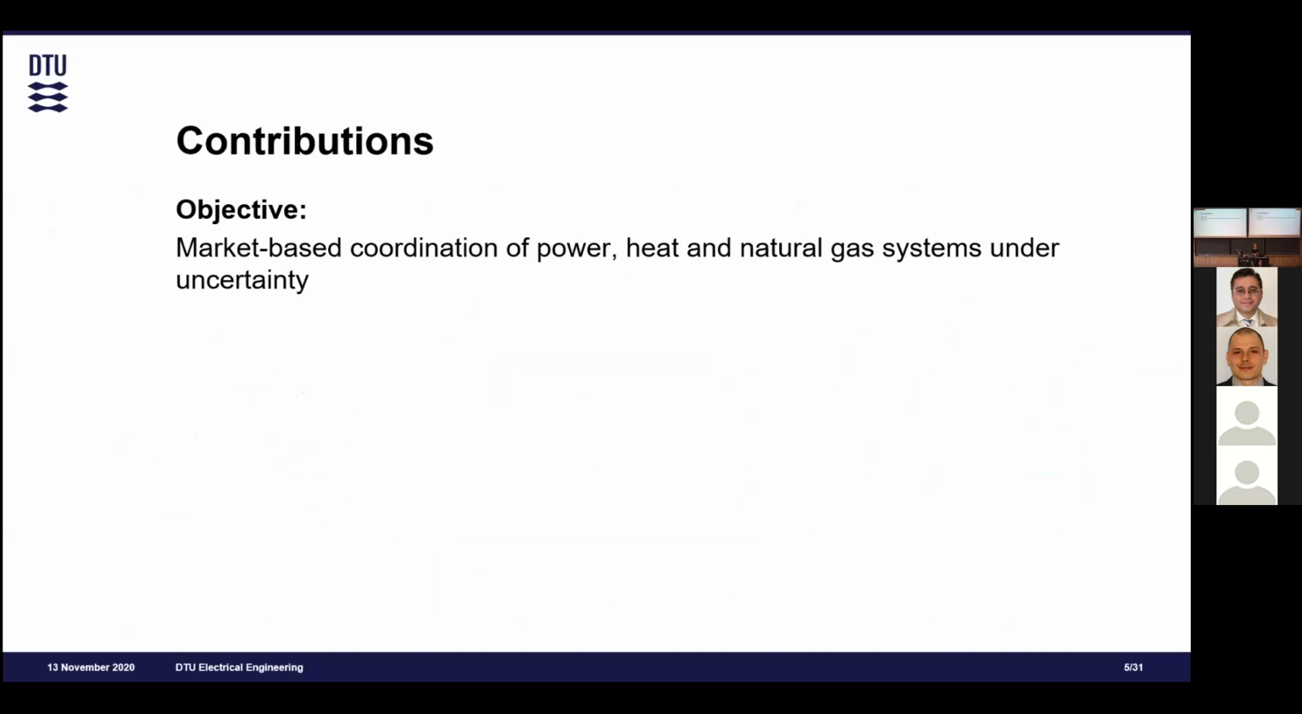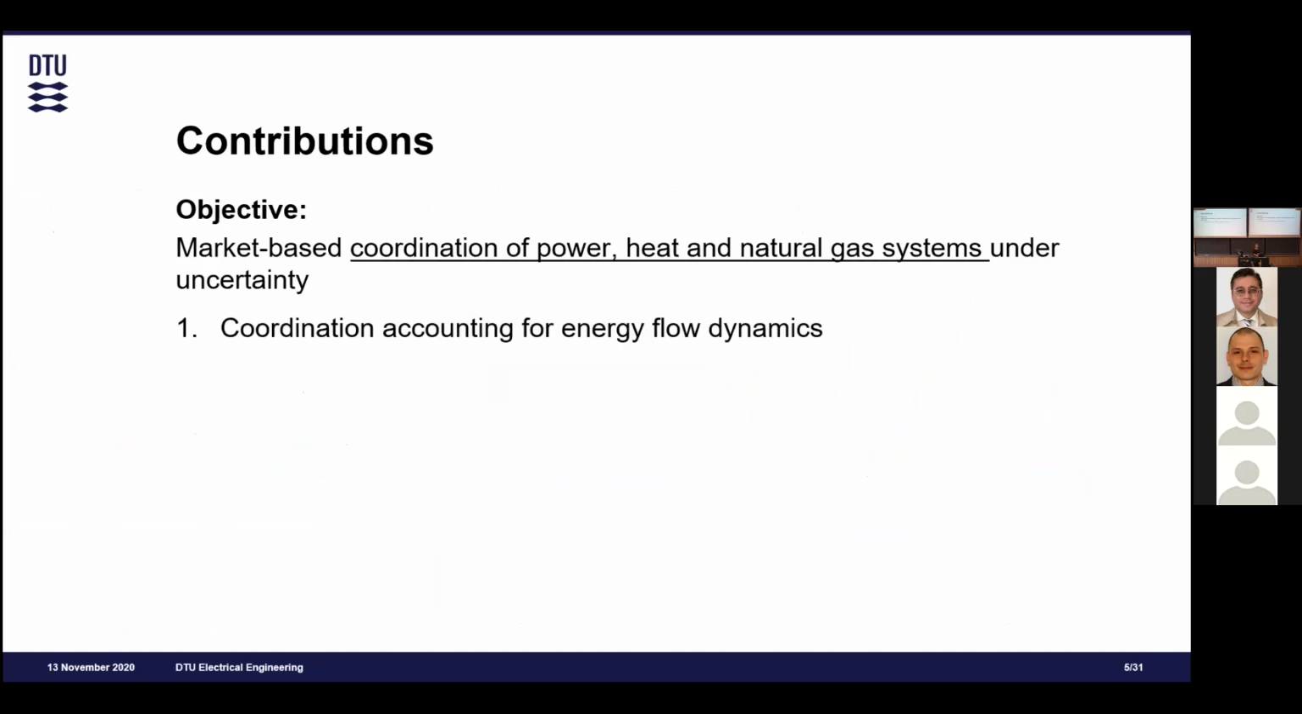So to sum up, the objective of the thesis is market-based coordination of power, heat, and natural gas systems under uncertainty. And to achieve that, first we look into the physics of energy flow dynamics and focus on network flexibility from heat and gas networks. And we develop dispatch models that account for these energy flow dynamics. And then we use convexification approaches to be able to solve these holistic energy models efficiently and derive, if not feasible solution, at least lower bounds on the total system cost.